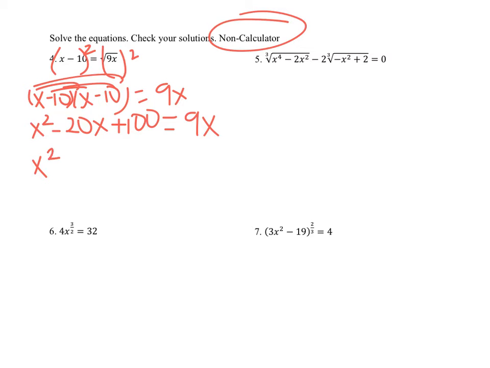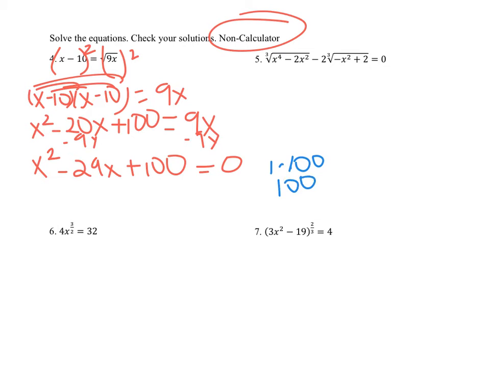So x squared, I'm going to subtract 9x and put it over here. x squared minus 29x plus 100 equals 0. We have to have it equal to 0 in order to solve for x, okay? So we have to think about the AC method. I'm going to try that. So 1 times 100, which is 100. Factors of 100 that make negative 29. I know, negative 4 and negative 25.